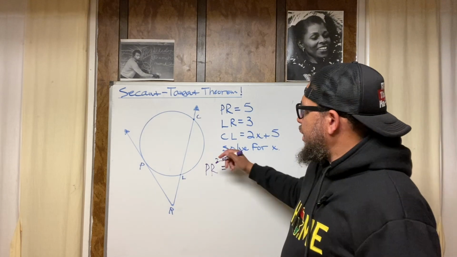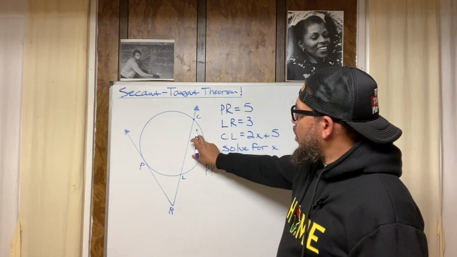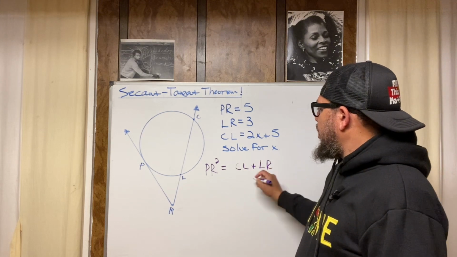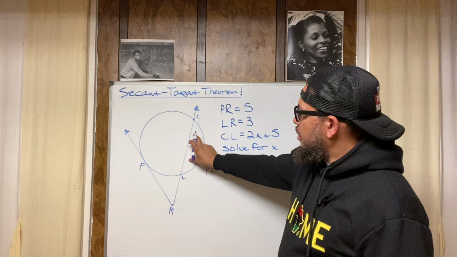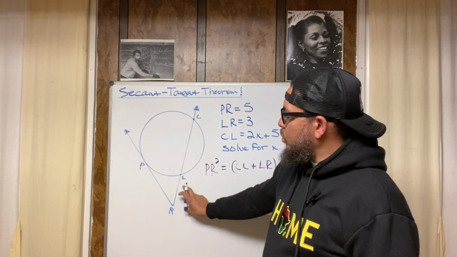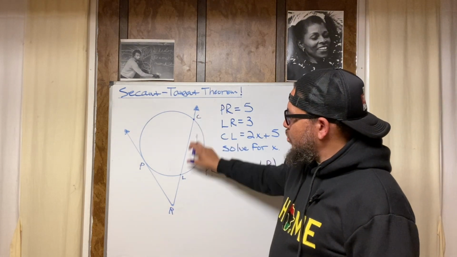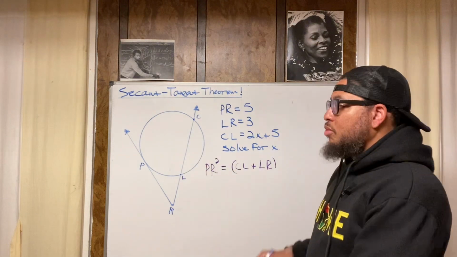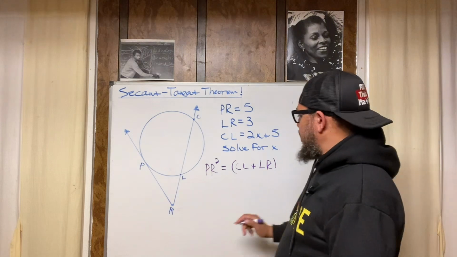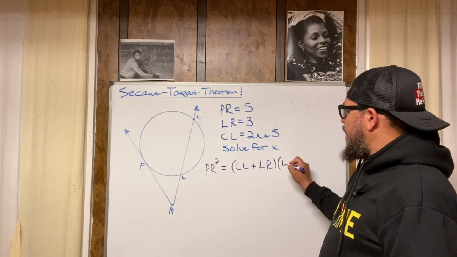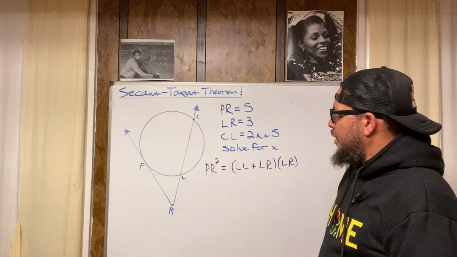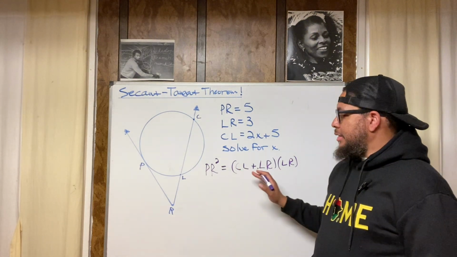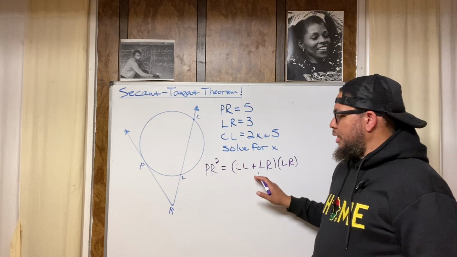So you got CLR. It's going to be CL plus LR though. So it's going to be CL plus LR, right? The inside part of the secant plus the outside part of the secant. The inside part is from point C to point L, so that's CL. The outside part of the secant is from point L to point R. Then you multiply that by the outside part, multiply that by LR. This is the secant-tangent theorem. The tangent part is squared, and the secant part is the whole secant times the outside part of the secant.